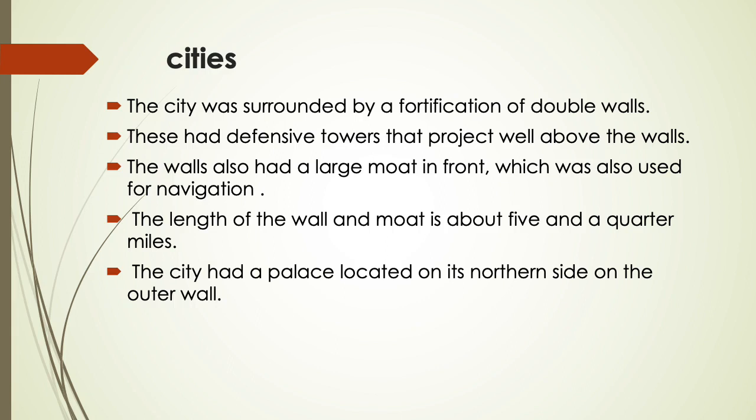First one is cities. The city was surrounded by a fortification of double walls. These had defensive towers that project well above the walls. The walls also had a large moat in front, which was also used for navigation. The length of the wall and moat is about 5.25 miles. The city had a palace located on its northern side on the outer wall.